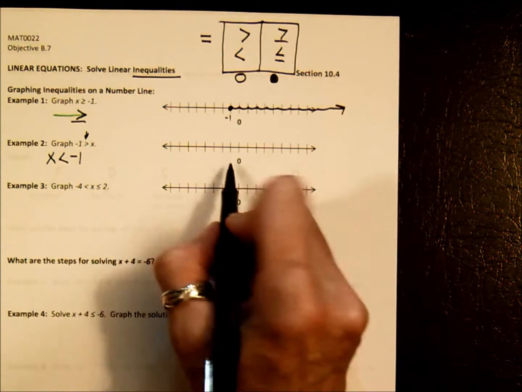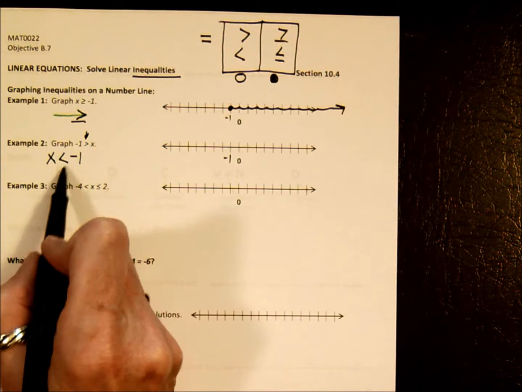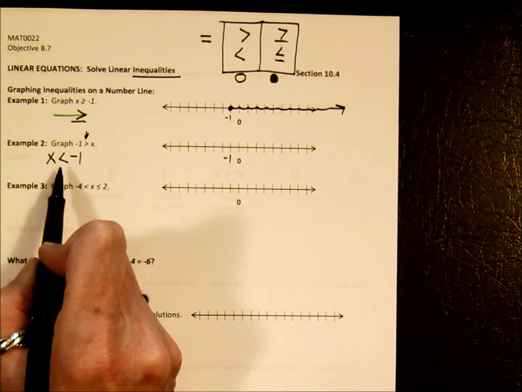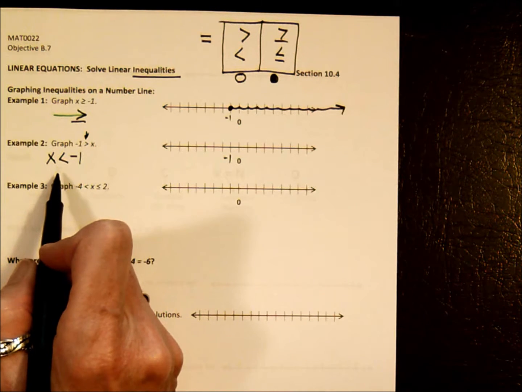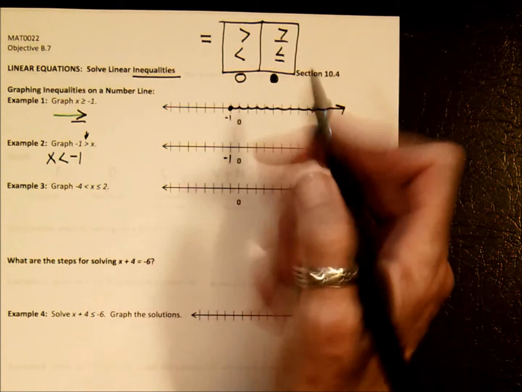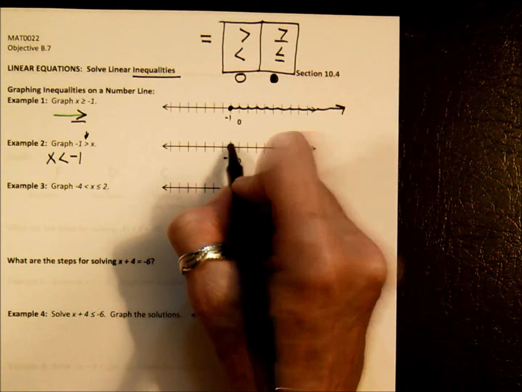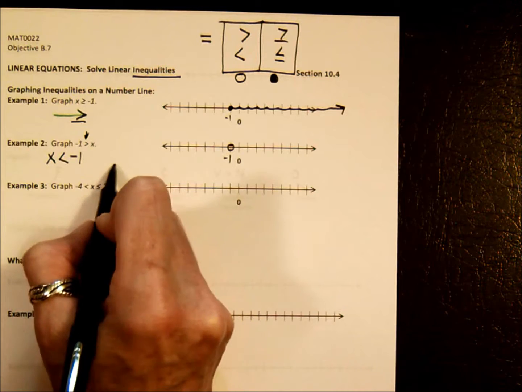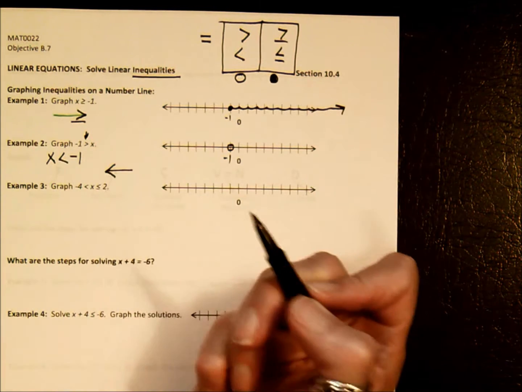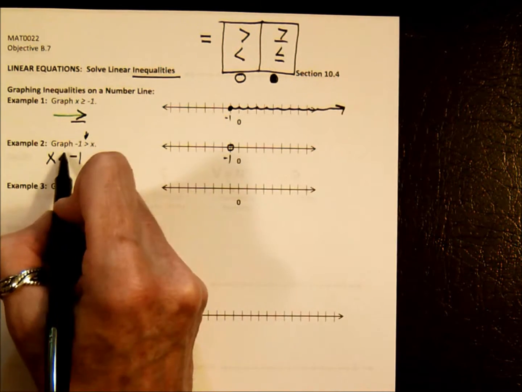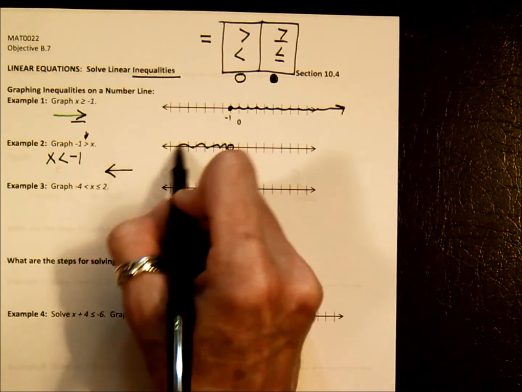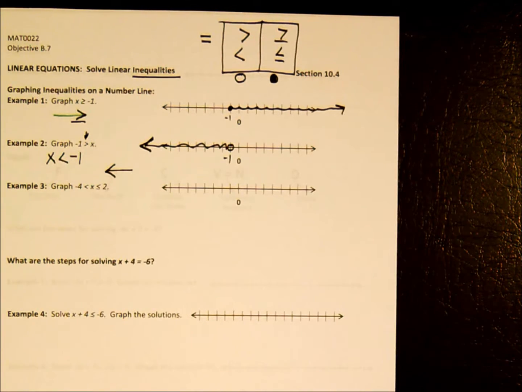My key number is still -1. This time there is no "or equal" sign, so I don't need a filled in circle. I need an open circle on my -1. But look, again, here's my symbol. If I make that into an arrow, look what direction it's pointing. If that's the end of my arrow, it's pointing this way. So we show it like that.